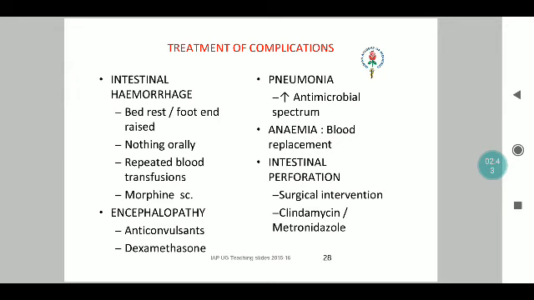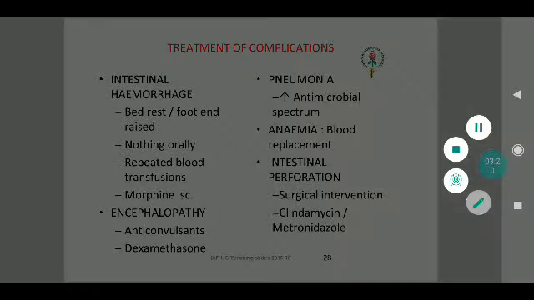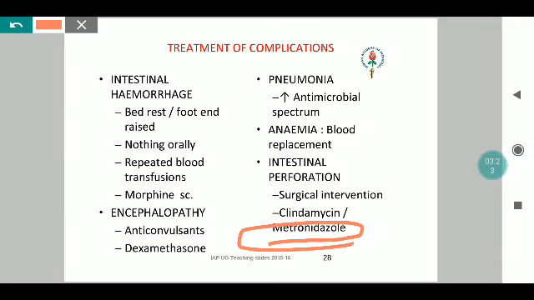Now other complications include intestinal hemorrhage, encephalopathy, pneumonia, anemia and perforations. If hemorrhage is present, the bed foot end is to be raised, and avoid giving anything orally. Give repeated blood transfusion and pain management through morphine subcutaneously. Encephalopathy is managed symptomatically with steroids, coverage of dexamethasone as well as anticonvulsants. If pneumonia is present, by the time the culture sensitivity pattern comes, after starting an empirical antibiotic, it can be stepped up, and blood replacement therapy is given for anemia. Intestinal perforation requires immediate emergency surgical intervention as well as coverage to ensure that anaerobic organisms are also covered by metronidazole.